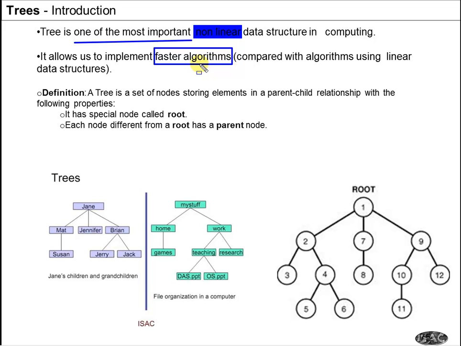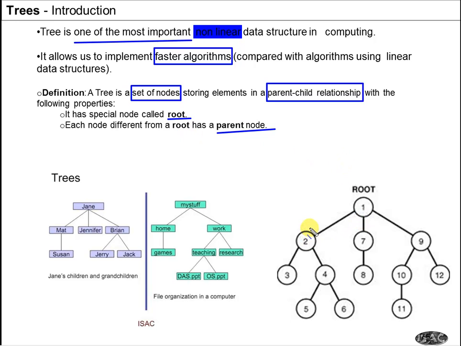Now define tree. A tree is a set of nodes storing elements in a parent-child relationship with the following properties. What are the properties? It has a special node called root. Each node different from the root has a parent node. So except the root node, everybody has a parent node.